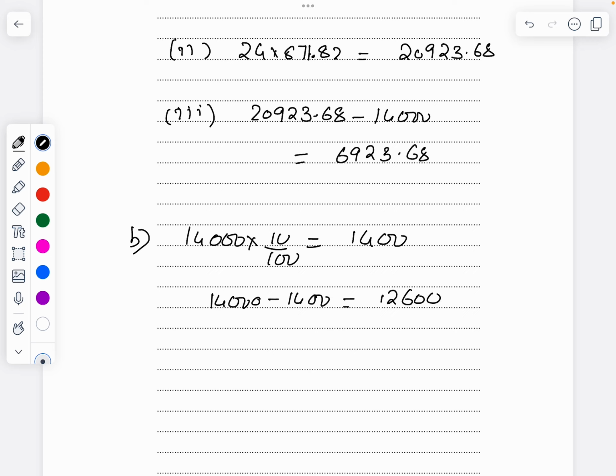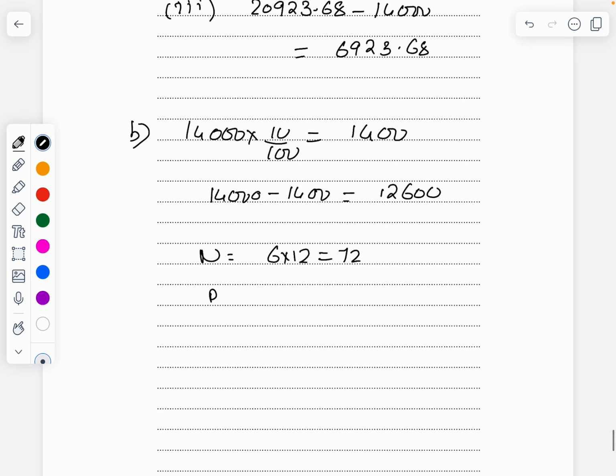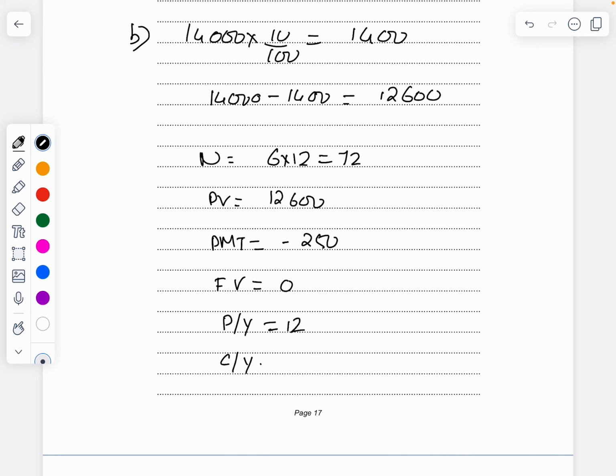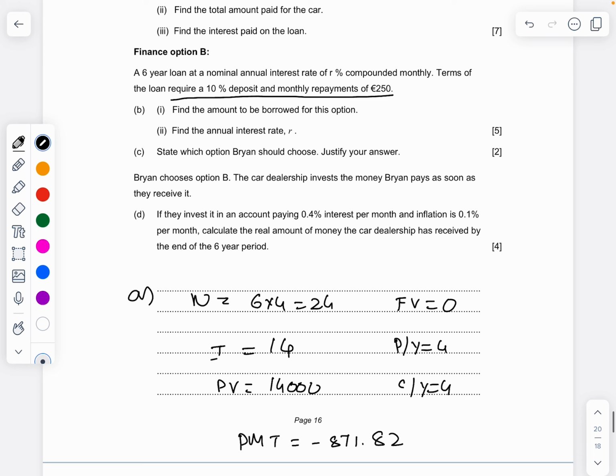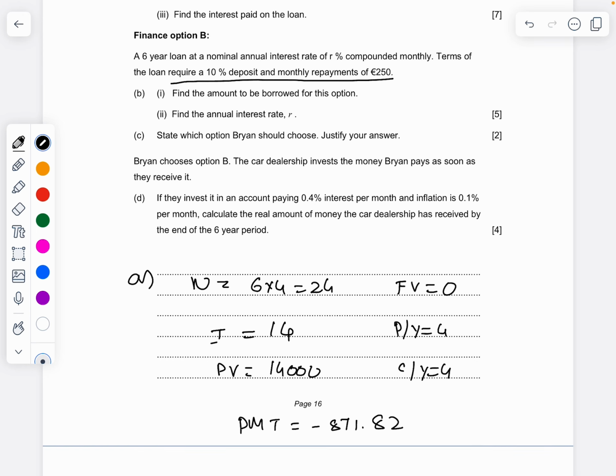This is going to be the principal value, and n should equal 6 times 12, which is 72. So principal value equals 12,600. PMT should equal minus 250. Future value or final value should equal 0. P/Y equals 12. C/Y should be equal to 12. Calculate I. I should get 12.56%. Then calculate the interest rate. The amount to be borrowed is 12,600 and the interest rate is 12.56%. State which option Brian should choose and justify your answer.